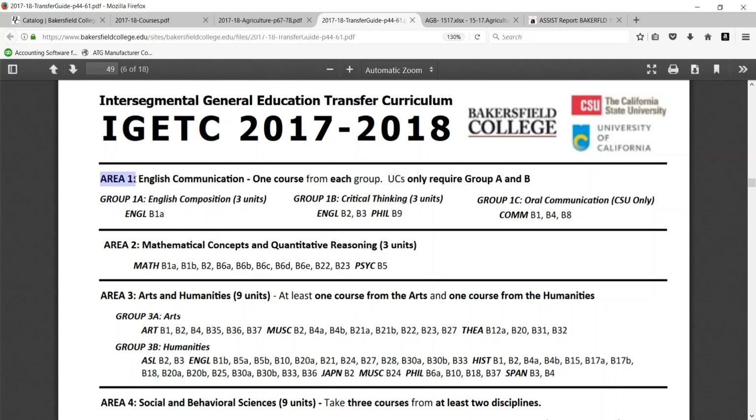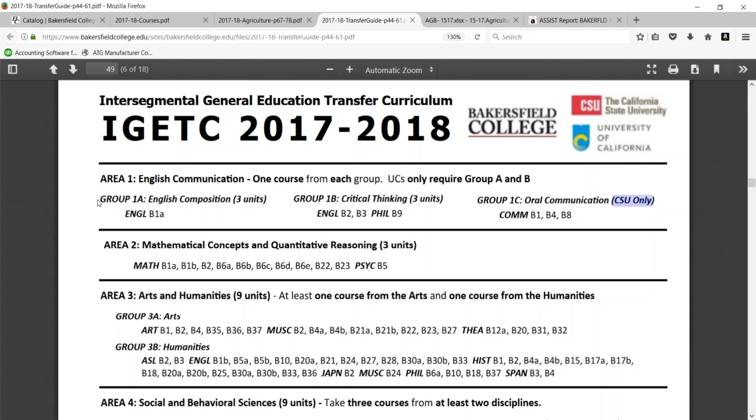So the first one is Area A. This is English communication. So we just read through this and start answering all these questions. So one course from each group. UCs only require group A and B. So if you're going to a UC, then you need to do this right here and this one. Group 1C is only if you're transferring to a CSU, so CSU only.